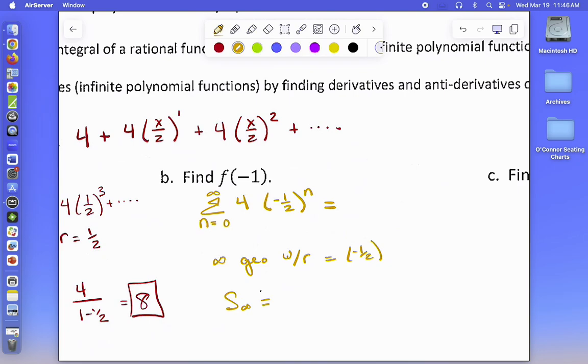Oh, I should probably figure out a couple terms, huh? So my first term, when I plug in 0, I end up with 4. My second term, when I plug in 1, 4 times -1/2 is -2. My next term, when I plug in 2, I get 1/2 squared, which gives me +1. This is going to be alternating as I go, which is fine. Okay, so my infinite sum is going to be my first term over 1 minus my ratio, -1/2. 4 divided by 3/2, or 8/3.